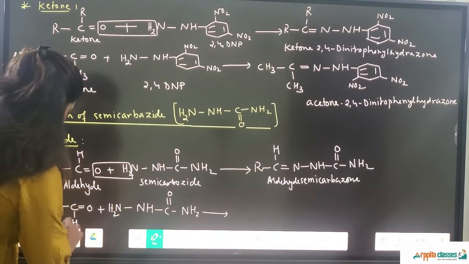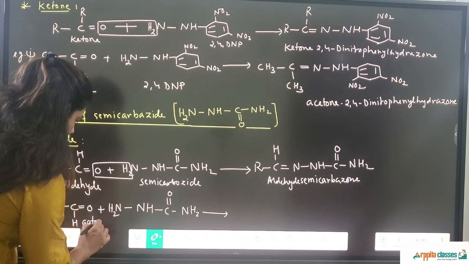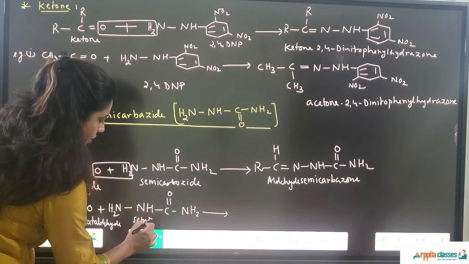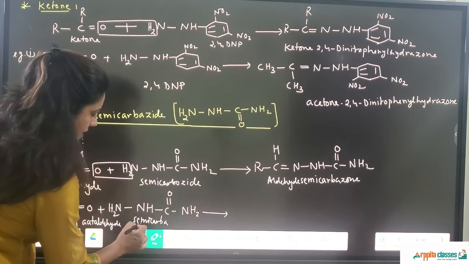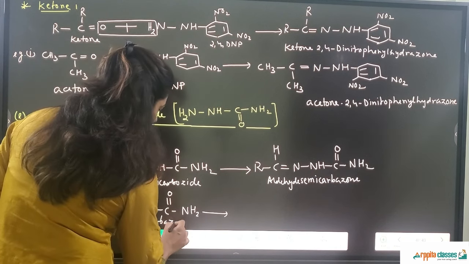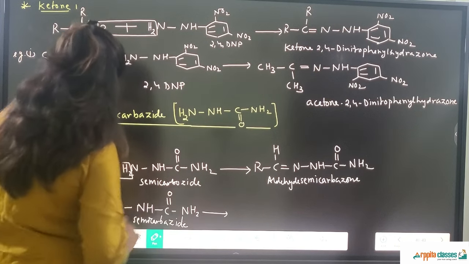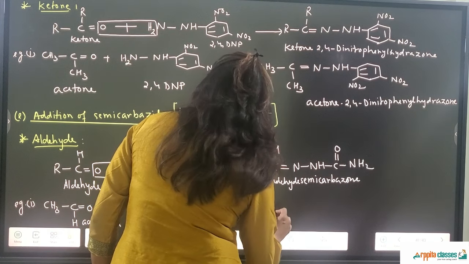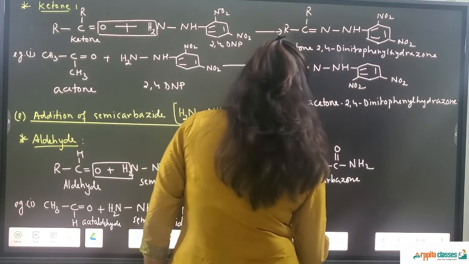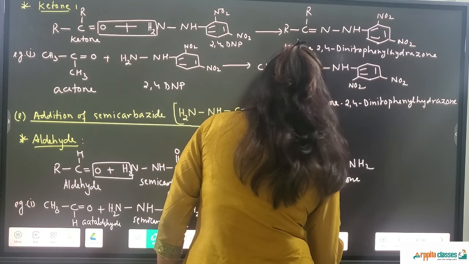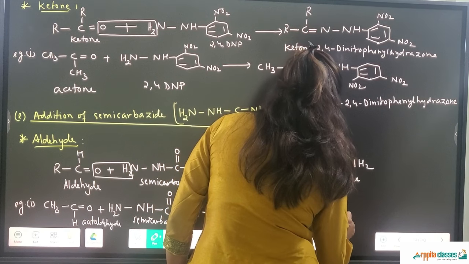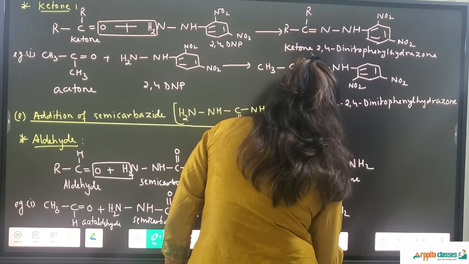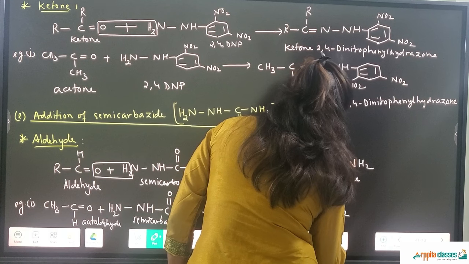So here, this is my acetaldehyde. This is semi-carbazide. The product is called a zone, okay? Same concept. CH3CH, double bond N, and then NH, C double bond O, NH2. The name of the compound is acetaldehyde semi-carbazone.